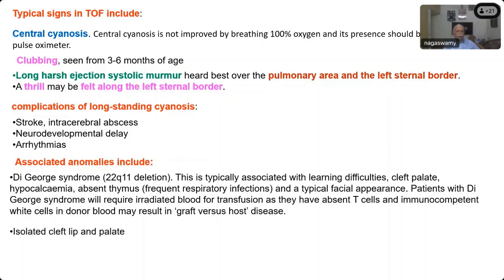And they may have isolated cleft lip and palate. Hypospadias is another condition which may require surgery in these children. So that is another associated anomaly which you have to keep in mind. And there may be skeletal anomalies also, like Mondor's disease or syndactyly. All these things are also possible.